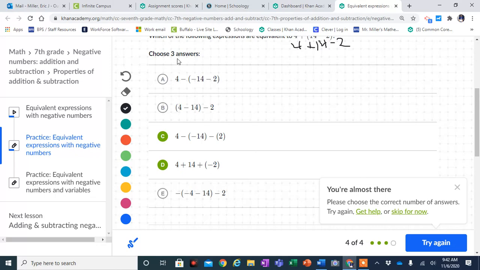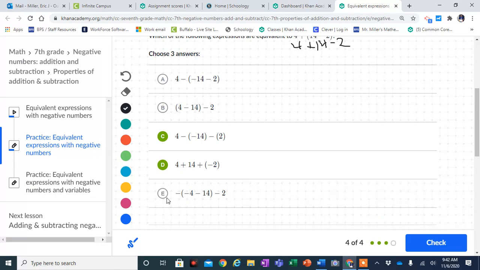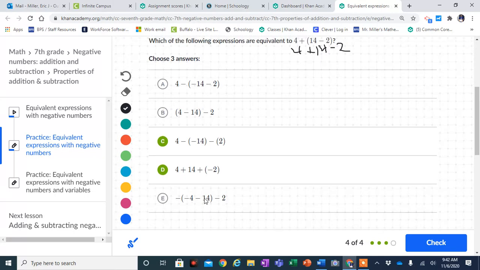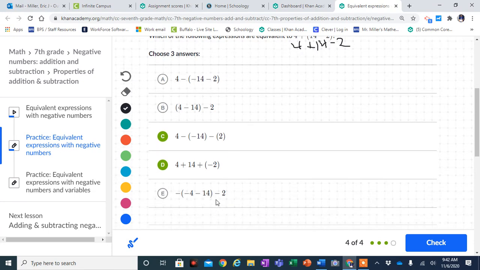Oh, but there were 3 answers. So they told me that I was almost there. I missed one. And for E, if we look, this negative sign would make both of these their opposites. So the negative makes this a positive 4, makes this a positive 14, which is what we want. And then we still have the minus 2.